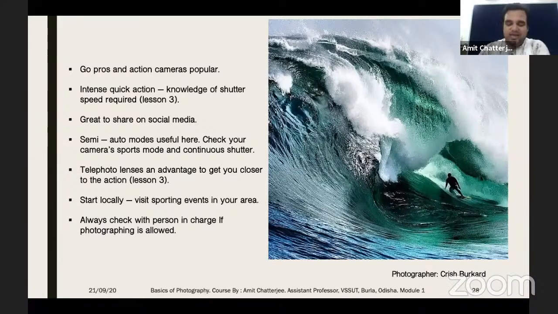The next one, which is very popular, is wildlife photography. This is one photograph by one of the best wildlife photographers I have seen in India, Ramaswamy, and she is really good with the photographs that she takes.